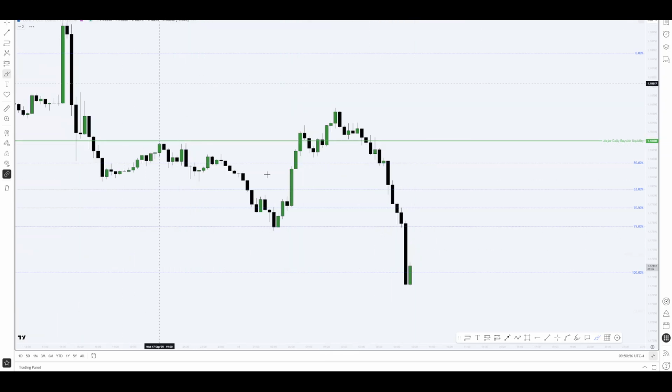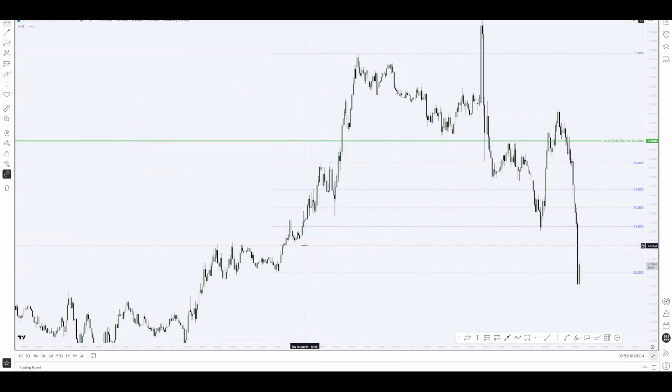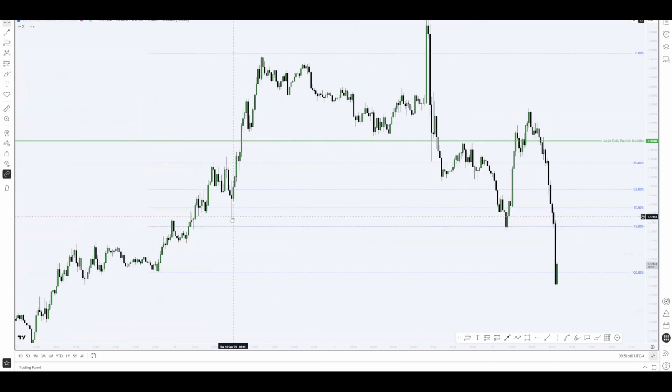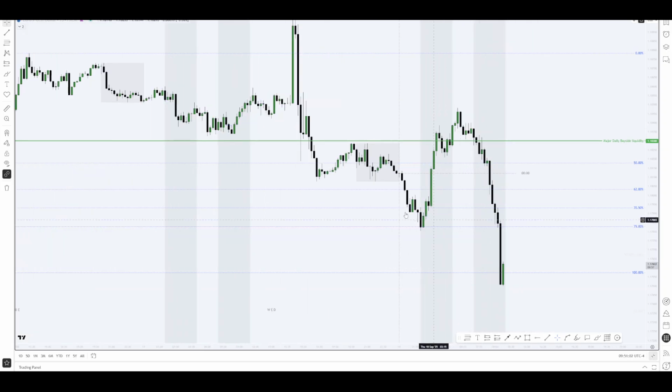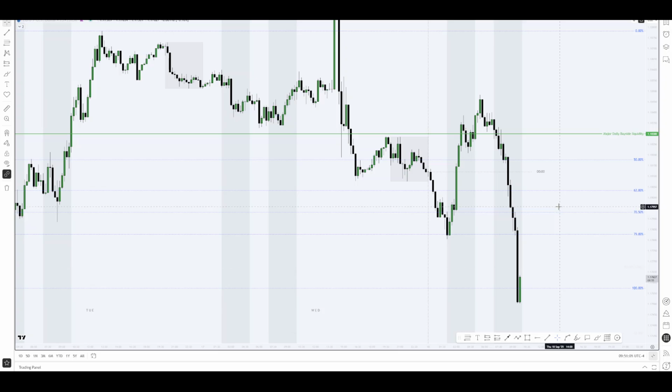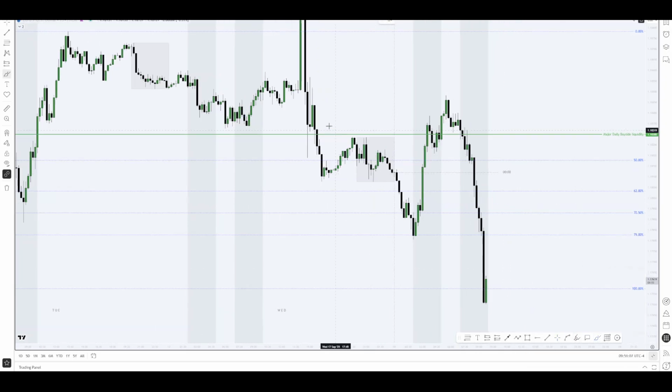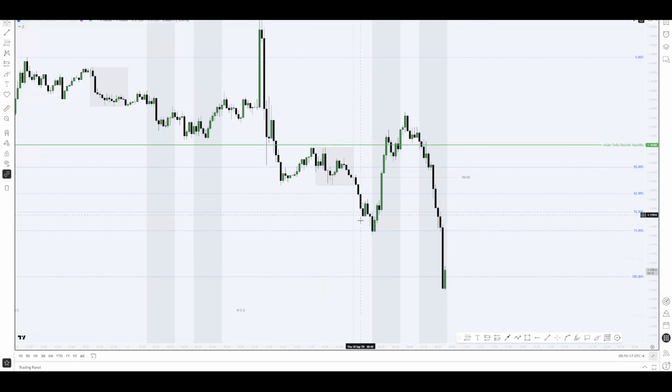So if you go to the 15, it's a little bit more obvious. This is the low, the same low that I marked out on the 1 hour that got taken. So I was thinking here, power of 3, right? Accumulation, manipulation, expansion. So this was the expansion leg right there. This is what I saw at that moment. So I was thinking, okay, we're bullish. There's a nice market structure shift.